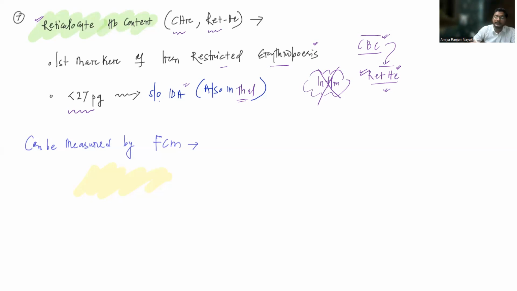This reticulocyte hemoglobin content can also be measured by flow cytometry, where it is denoted as percentage hypochromic RBCs, or percentage hypo. Again, that is not very important; the concept is important to understand. This is the first marker of iron restricted erythropoiesis, not affected by inflammation, and a CBC that gives this value can help predict the diagnosis of iron deficiency anemia.